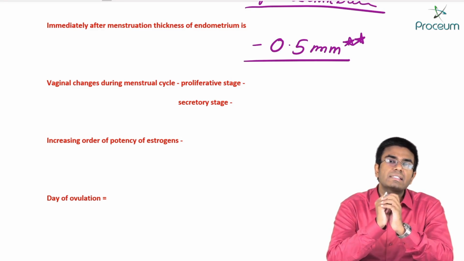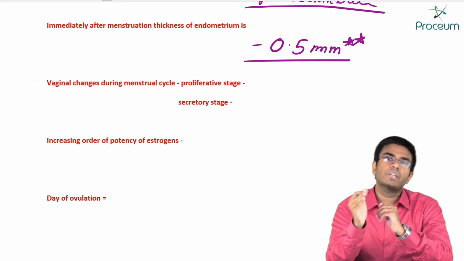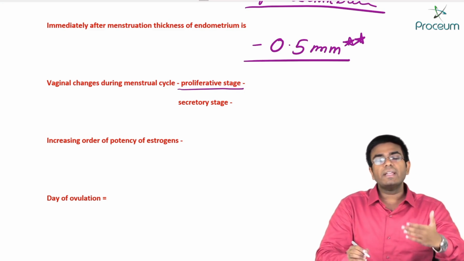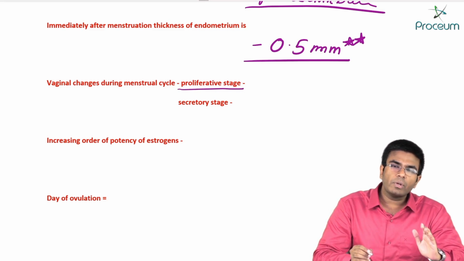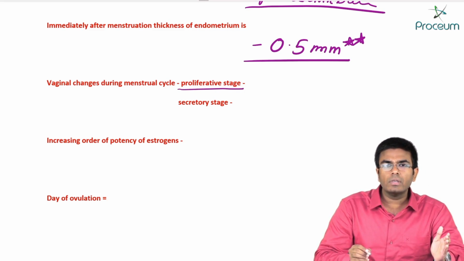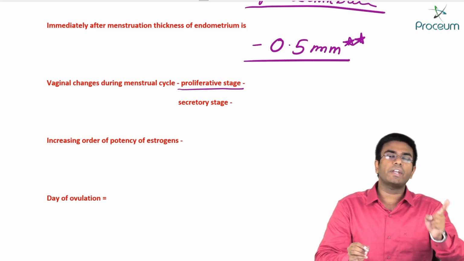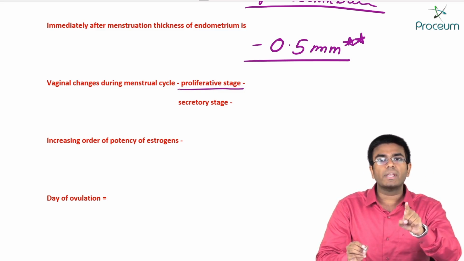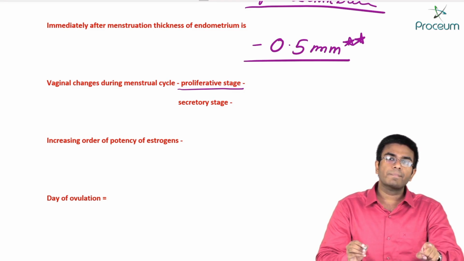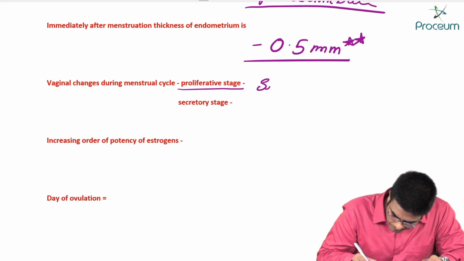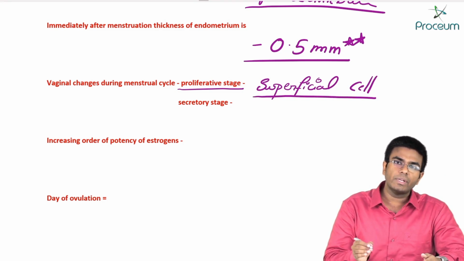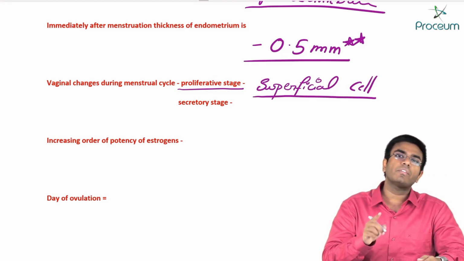So the dominance of these cells depends on the different phases of the menstrual cycle. For example, during the proliferative stage of the menstrual cycle, proliferative changes are happening in the uterine endometrium. So during proliferative changes, what is the major hormone? That is estrogen. Because of estrogen dominance, which cells will be more in the vagina? It is superficial cells. Okay, superficial cells are more predominant in number during estrogen dominance or during the proliferative stage.